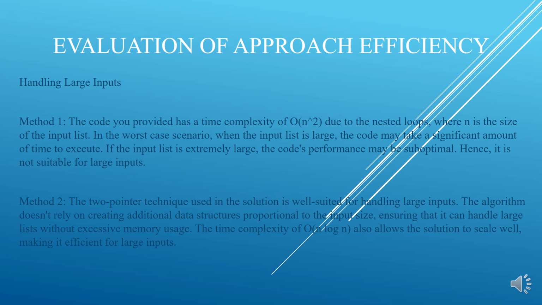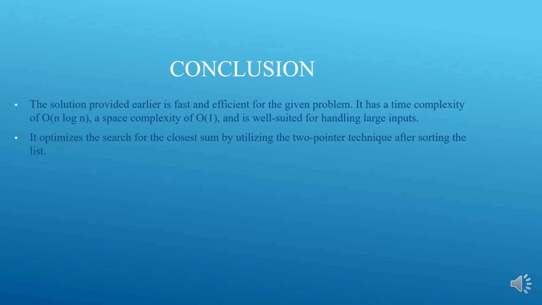After that, evaluation of approach efficiency. We need to find the efficiency of the approach for the problem, taking method 1 and method 2. This is the final conclusion. What we need to say is that the solution provided is fast and efficient for the given problem. It has a time complexity of big O of n log n, space complexity of big O of 1, and is well suited for handling large inputs. It optimizes the search for the closest sum by utilizing the two pointers technique after sorting the list.